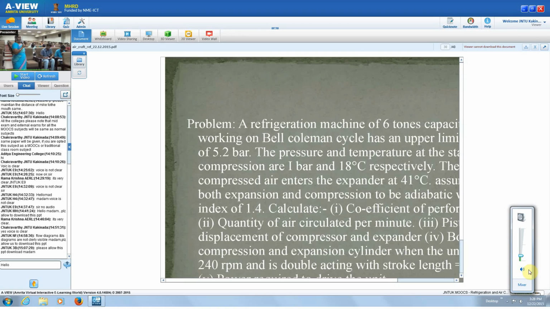Assuming that expansion and compression are adiabatic, with gamma 1.4, find the COP, quantity of air circulated per minute, piston displacement, and also the power required to drive the compressor.